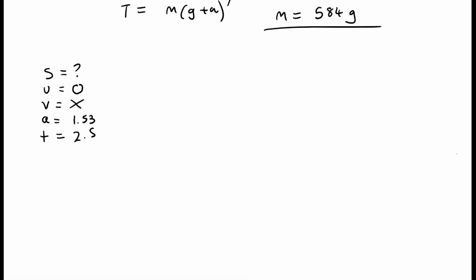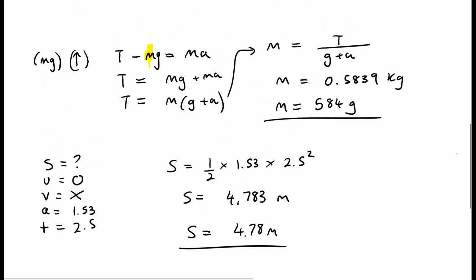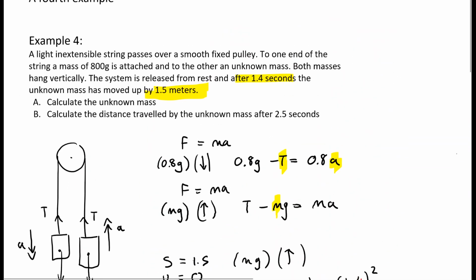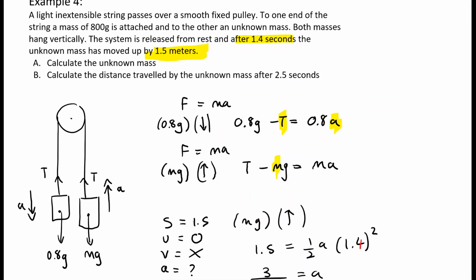So we would like to use the equation that doesn't have v again. That's s equals ut plus half at squared. ut doesn't need to be written as it's 0. 1/2 multiplied by 1.53 by 2.5 squared. It's 4.783 meters. So it travels a distance of 4.78 meters in the first 2.5 seconds. As it's distance, the direction doesn't really matter.